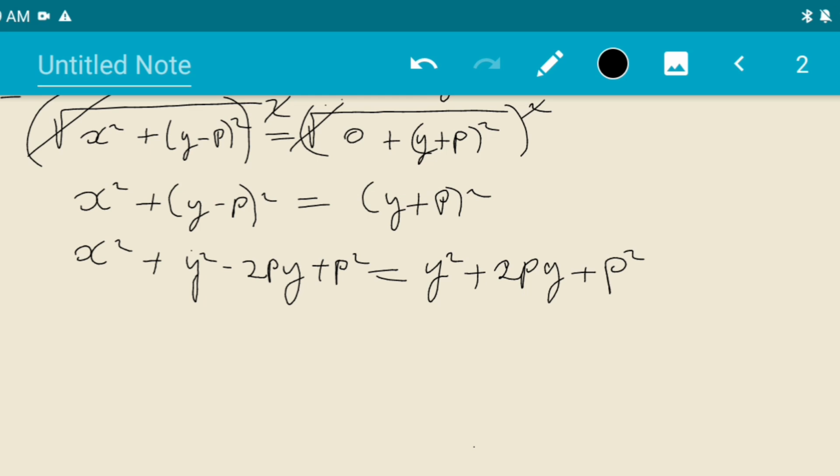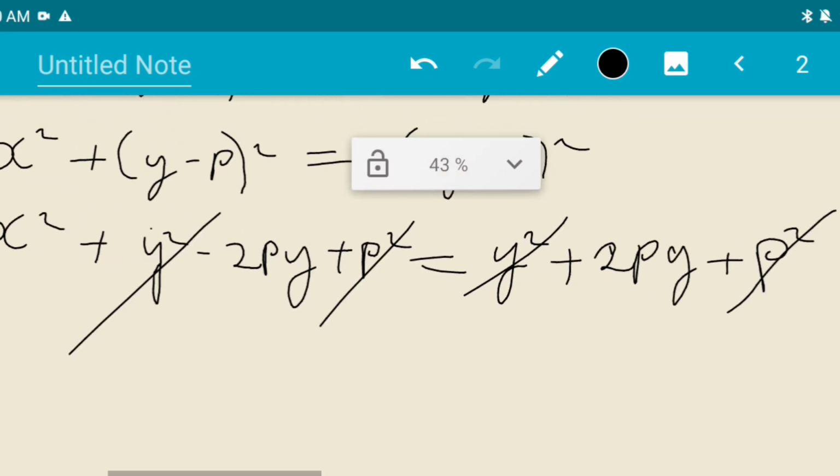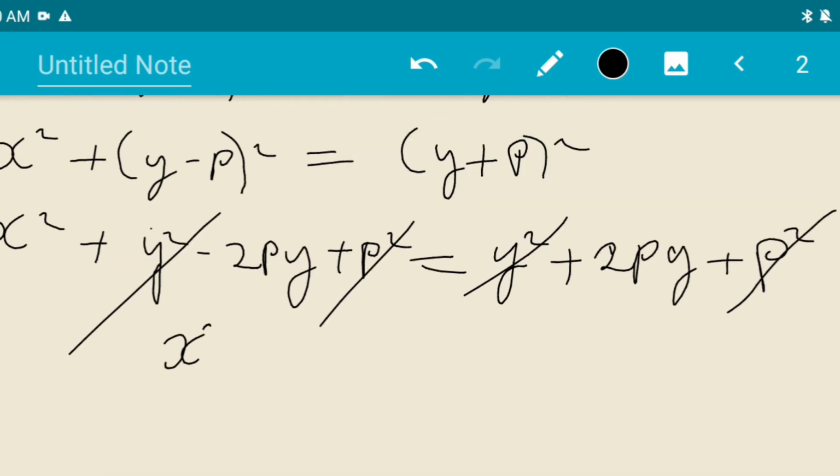As you may see, we can now just start cancelling out what is common. So in this case, p here is common and p here is common. So we're going to remove that. So the p will go and p will go. What else will go? y will go, y will go. So what will remain here is x squared minus 2py should be equal to 2py. So we can't cancel these out because they're not the same.